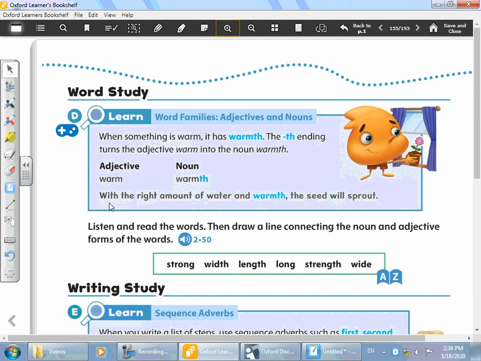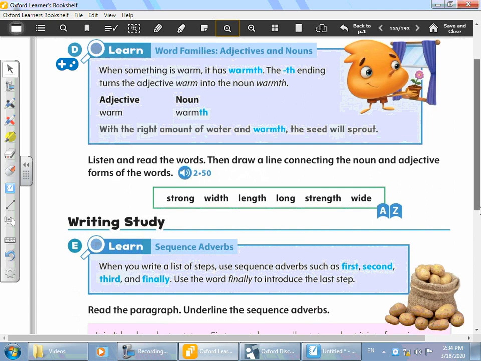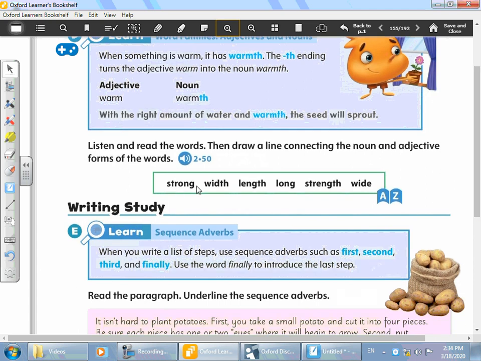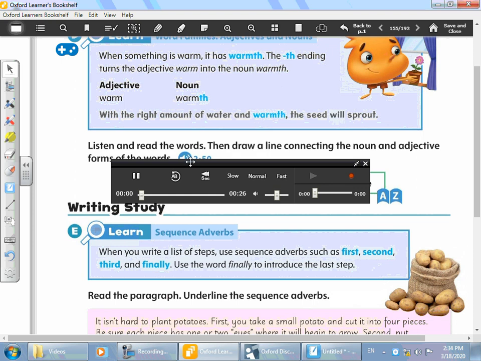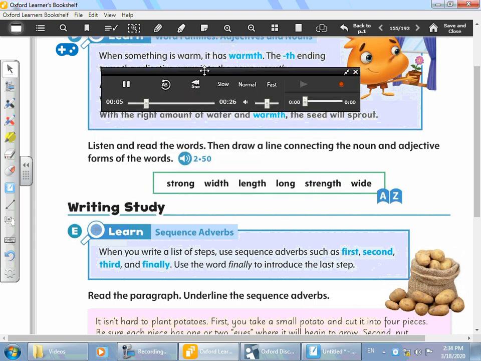the warmth is the thing that comes from the sun, the warmth, okay? The seed will sprout, it will grow, okay? So now here we have words, we're going to listen to them, okay? After we listen to them, we are going to search for them in the dictionary, and we're going to do this exercise. Page 155. Word study. D. Listen and read the words. Then draw a line connecting the noun and adjective forms of the words.